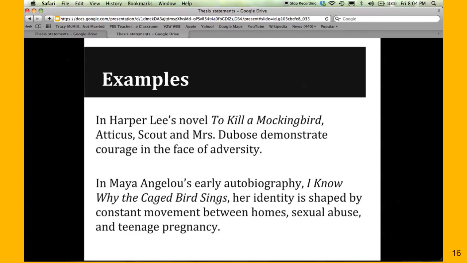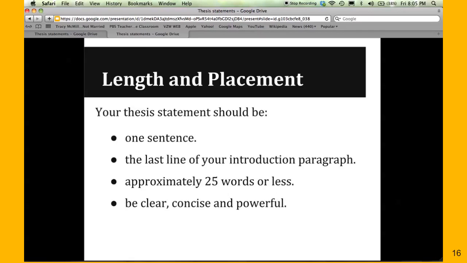So now that you have a sense of, okay, why are these statements important? What needs to go in them? What do example thesis statements look like? It's also important to make sure you know how long they should be and where they should be in your essay. So your thesis statement should be 1 sentence. You don't want your thesis statement to go on for multiple sentences. It's 1 sentence. It's the last line of your introduction paragraph.